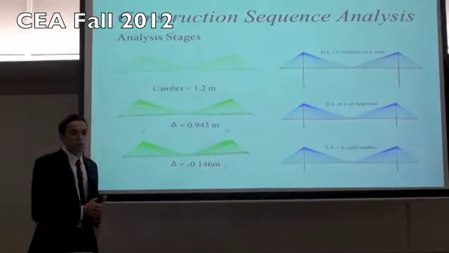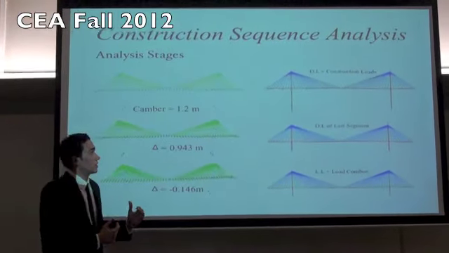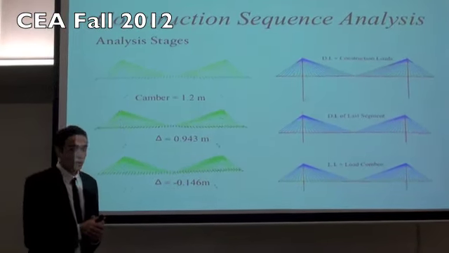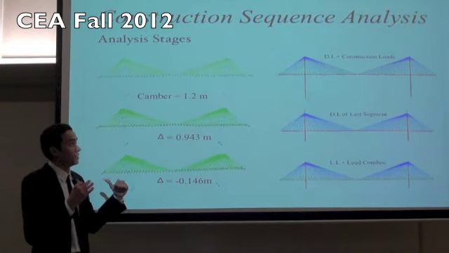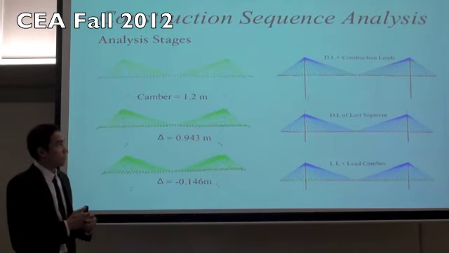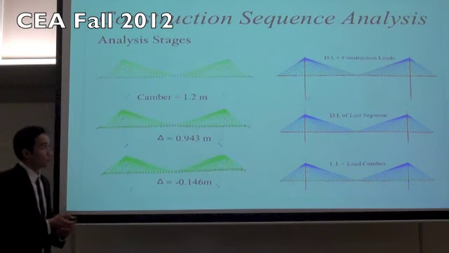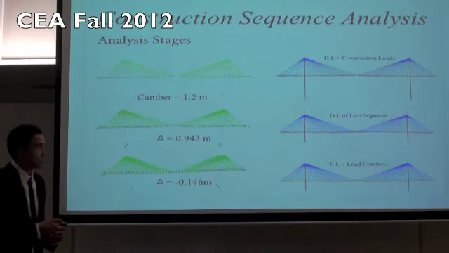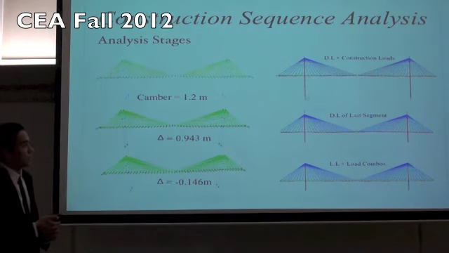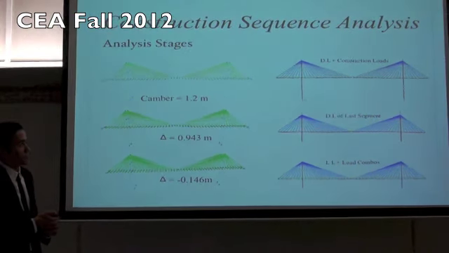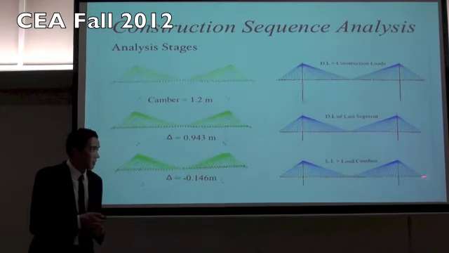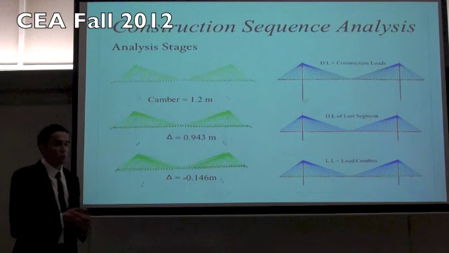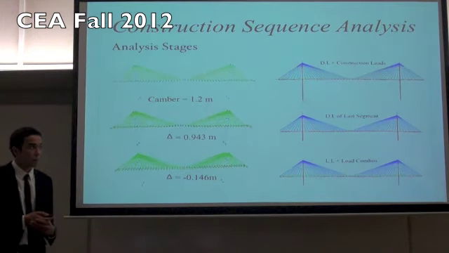To simplify our analysis, we considered the most critical case, which was the last case before the two sides of the bridge are connected together. It's when the two sides of the bridge are cantilevered from the two pylons. So we applied the dead load and the construction load on this stage in the two cantilevers. And then we added the last segment, and the dead load of the last segment is only considered at this stage. And finally, when the bridge is completely done, the live load and other load combinations are applied on the bridge.